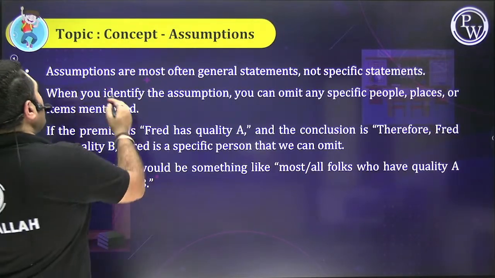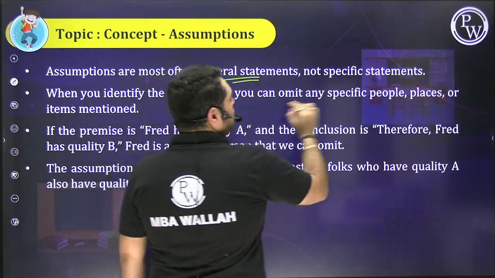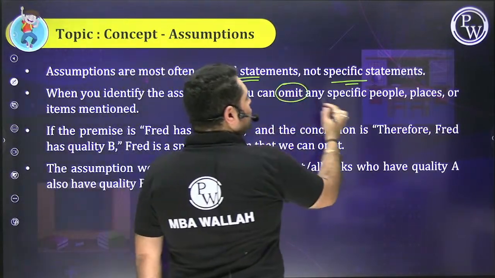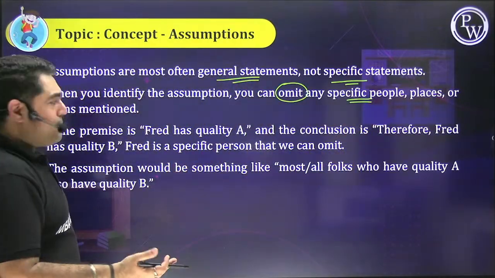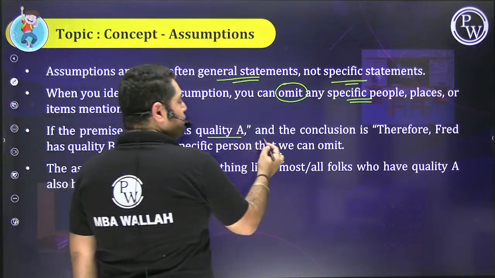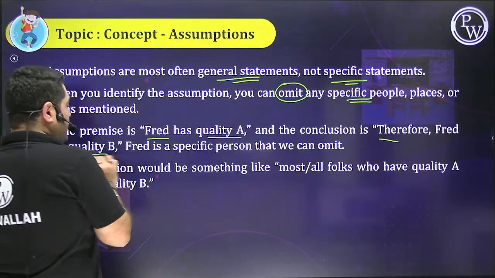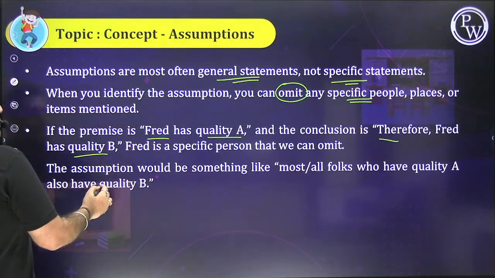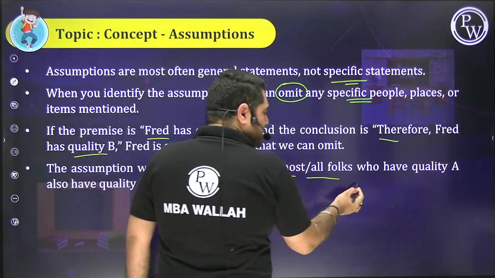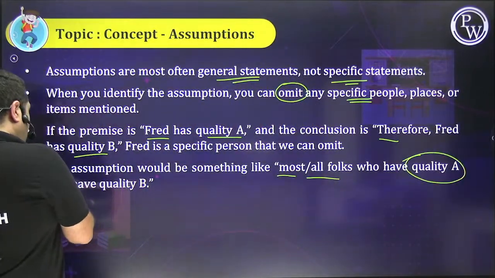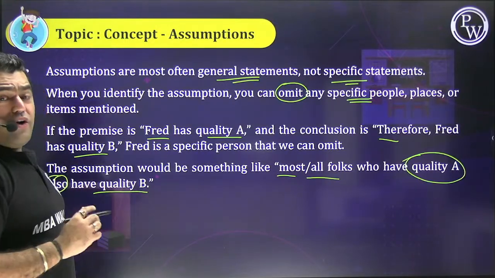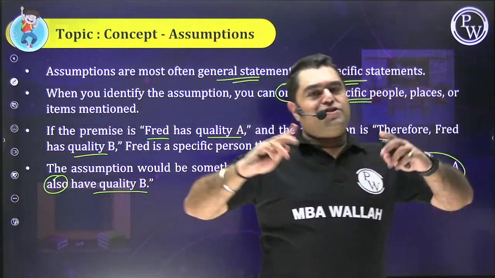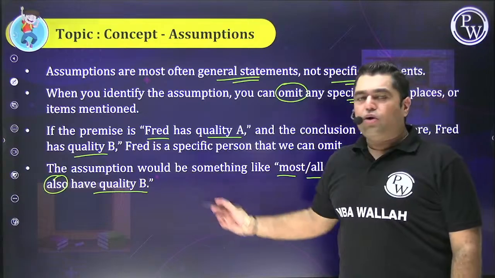So let's pay attention. Assumptions are most often general statements, not specific. People, please remember, when you identify the assumption, omit, remove any specific people, places. So for example, if I say Fred has quality A and the conclusion is therefore Fred has quality B. People, Fred is a specific person. So what is the assumption to this? Assumption automatically becomes most, all folks who have quality A also have quality B. So we are not going to have something to do with Fred. We are going to have something to do with quality A ka quality B ke saath relation will be there. Something that is going to definitely be equated easily.